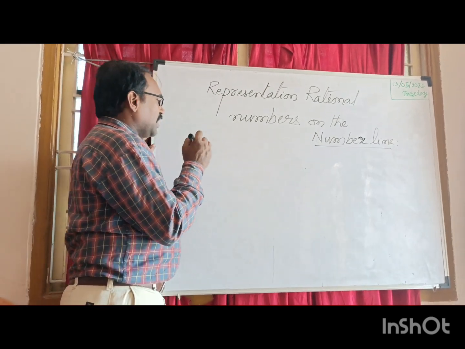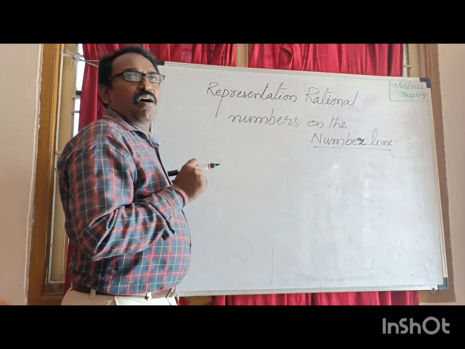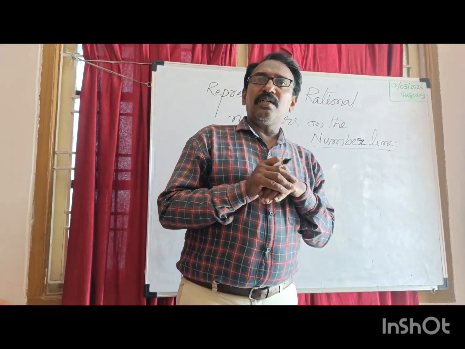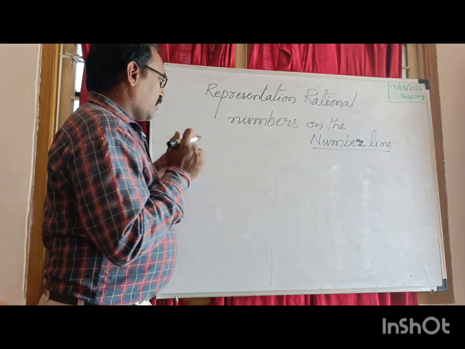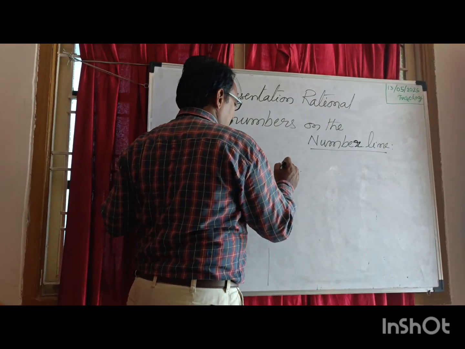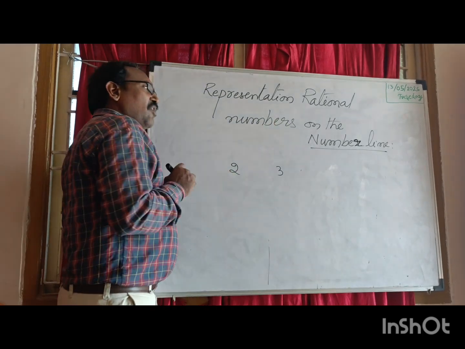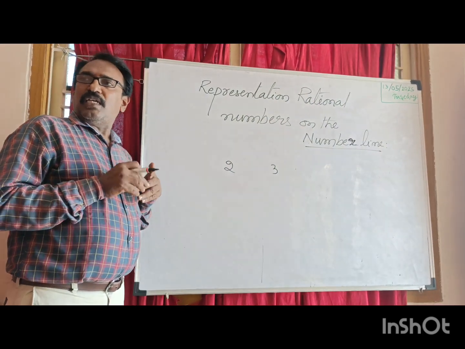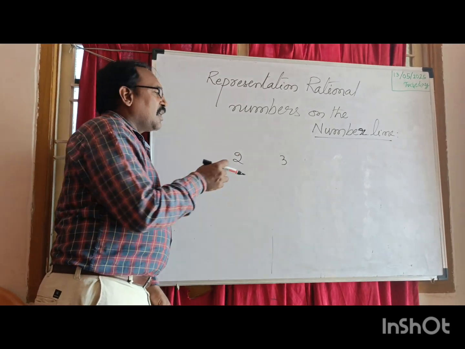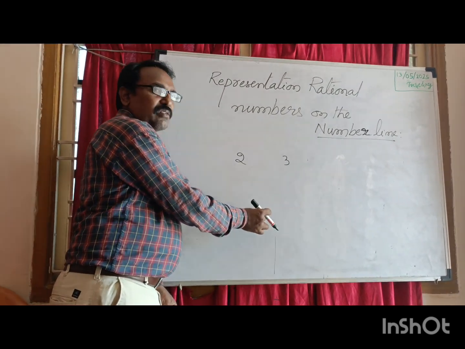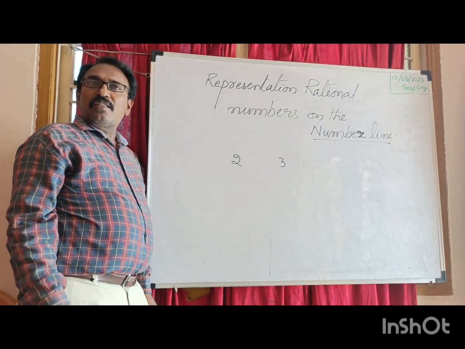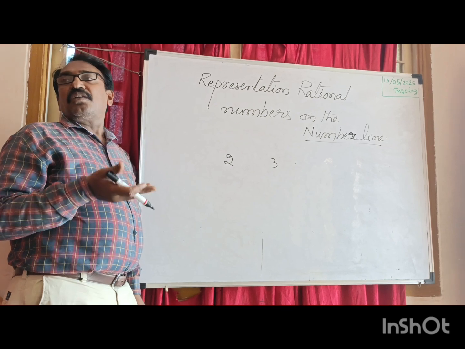What is that? Rational numbers are infinite. In between any two rational numbers, for example 2 and 3, which are natural numbers, whole numbers, integers as well as rational numbers, there is no natural number, no whole number, no integer, but there are infinite rational numbers.